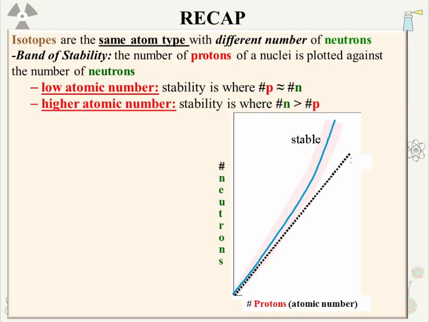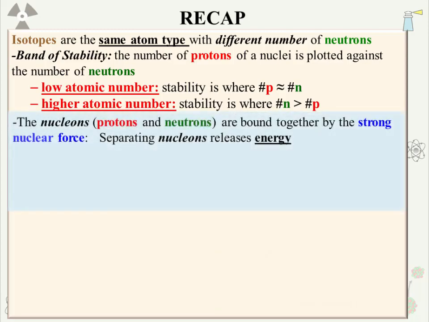At high atomic number, stability favors an increase of neutrons over protons. We simplistically refer to neutrons as the glue that keeps protons from repelling each other in the nucleus. The nucleons are protons or neutrons and are bound together by strong nuclear forces. Separating nucleons releases energy, a lot of it.